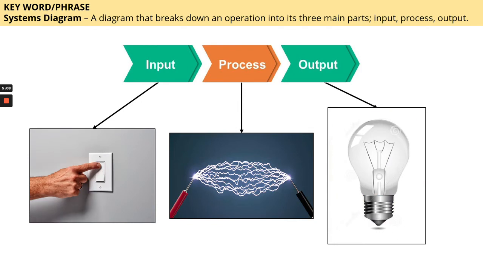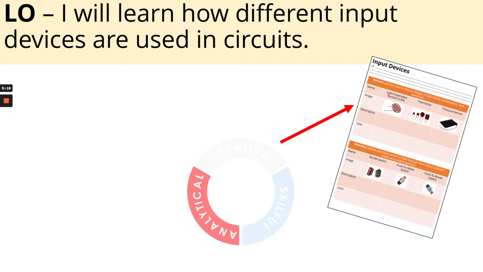Later on in this video, we are going to look into what the different types of devices are and how they work and where they can be used. So for that to happen, we need to turn to the next page in our booklet and write down the learning objective, which is: I will learn how different input devices are used in circuits. When I say circuits, I mean electronic circuits in electrical goods. Write the learning objective down now.